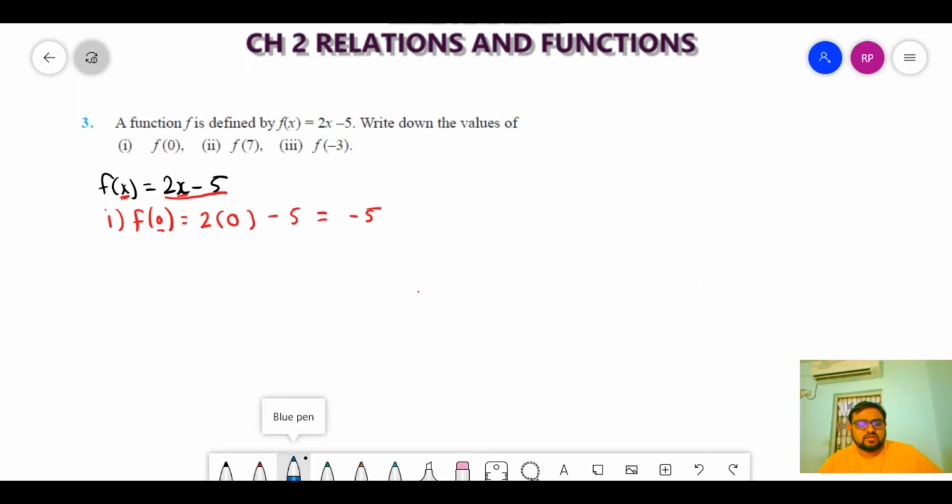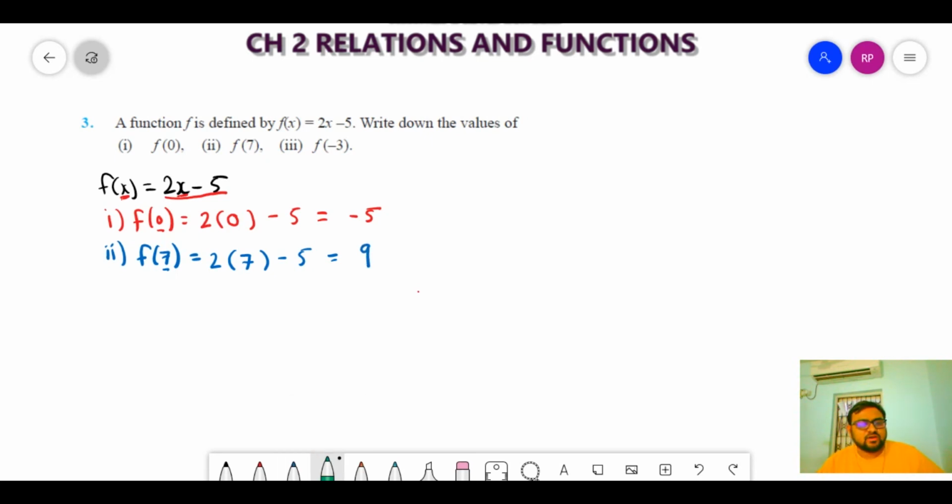Now the second one, that is f(7). Same method: instead of x I will use a bracket, and here it is 7, so I will fill the bracket with 7. 2 times 7 is 14, 14 minus 5 will be equal to 9.